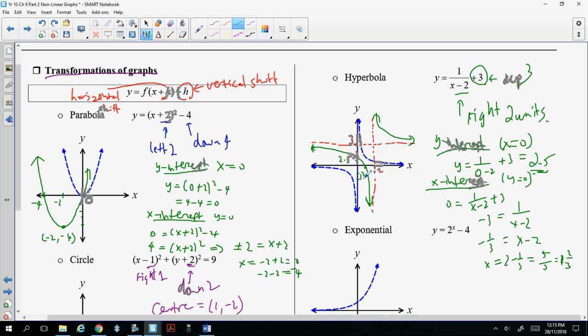Alright, cool. Okay, so now you know how to transform, and we'll just do one more. The next one's not as difficult as this one. Less work, I think.